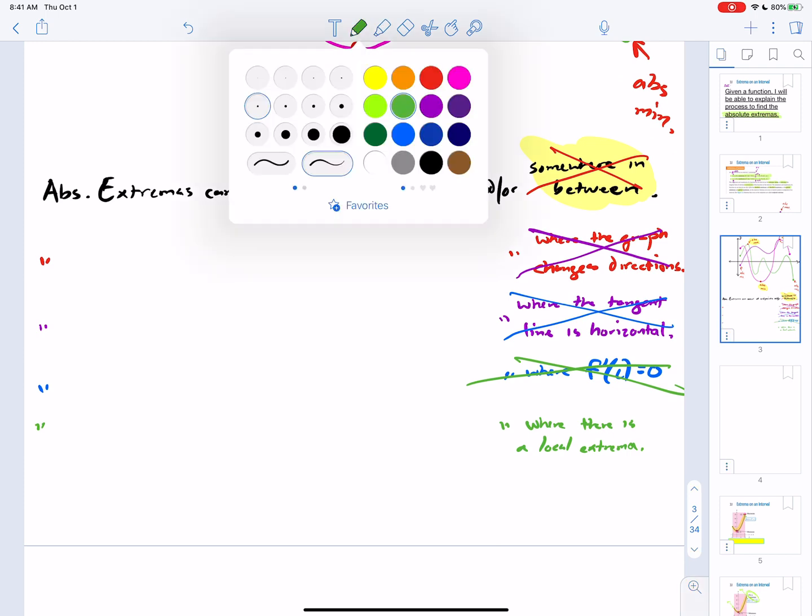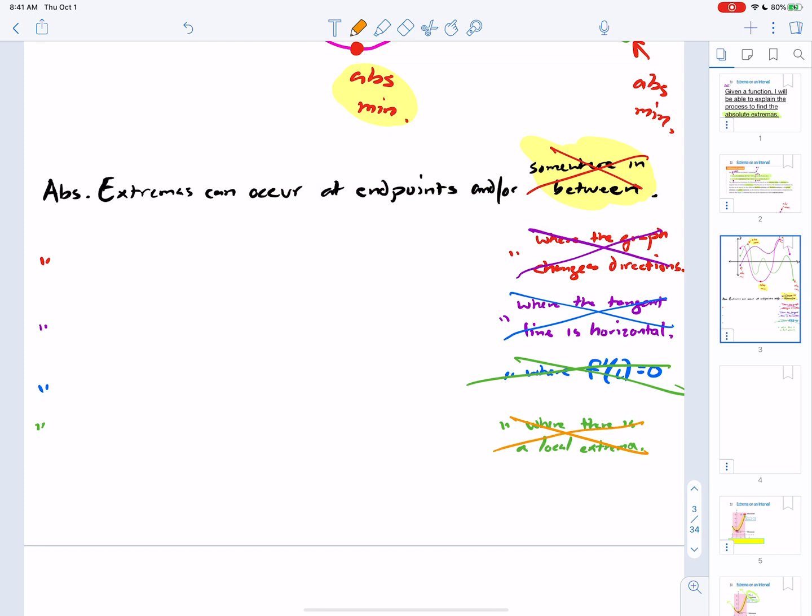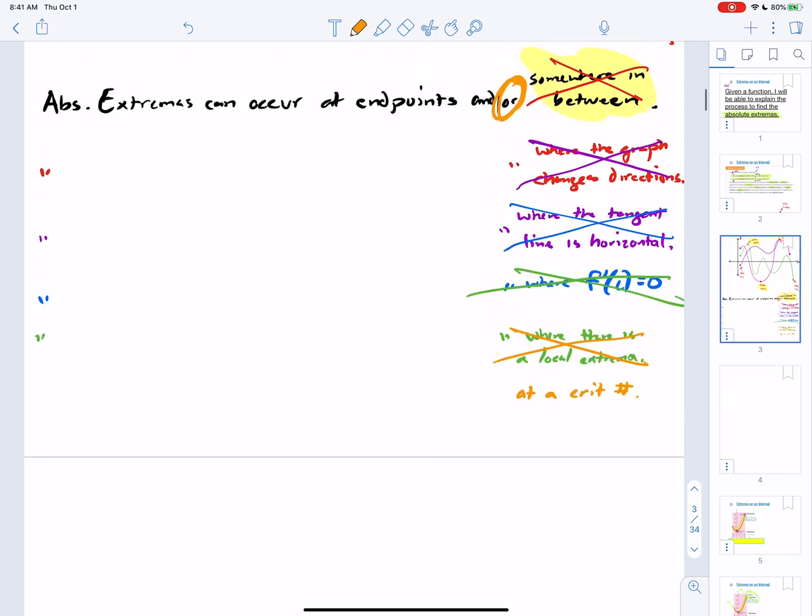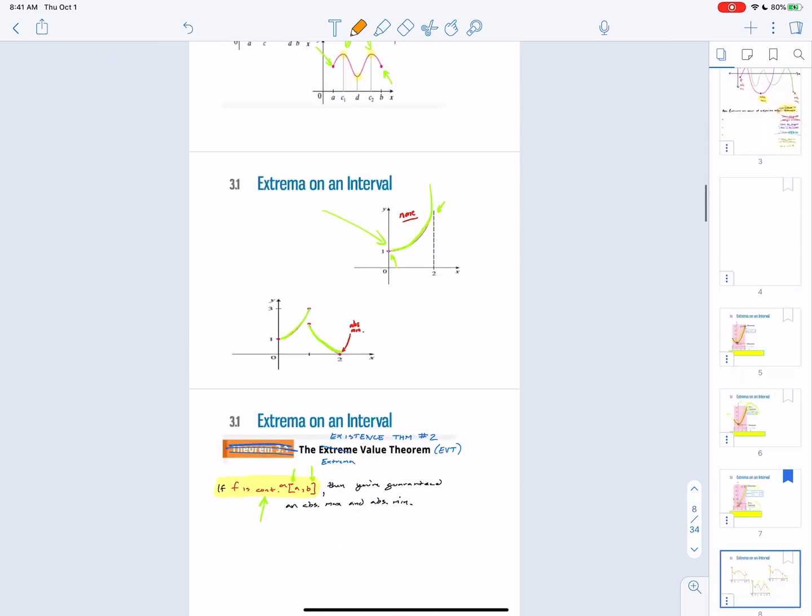We're going to cross this out one more time. Okay, here's what we're going to say. Absolute extremas can occur at the endpoints and or at a critical number. Okay, it could occur there. That's where the or part comes in. So it could occur at the endpoints or at some critical number. A critical number is basically where the derivative is 0.